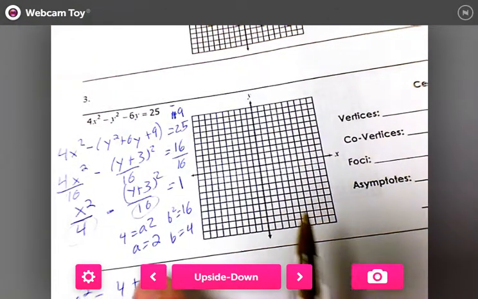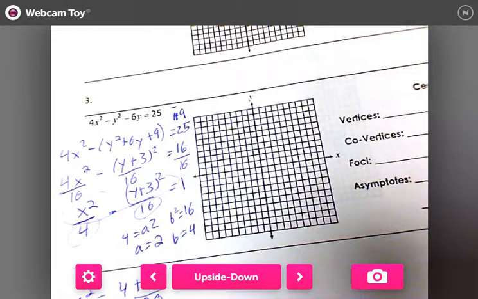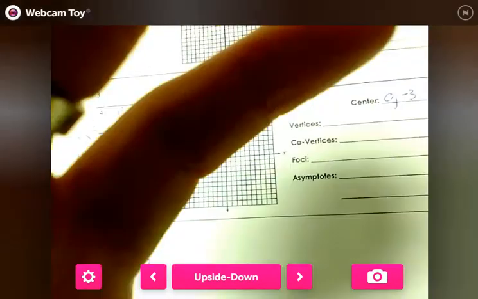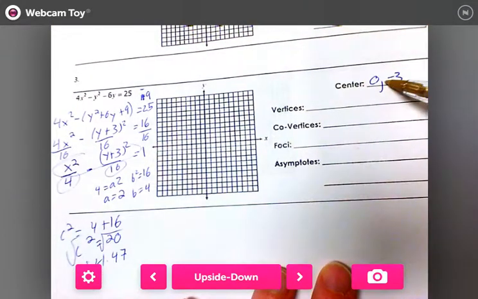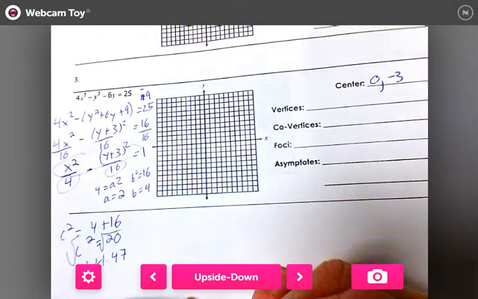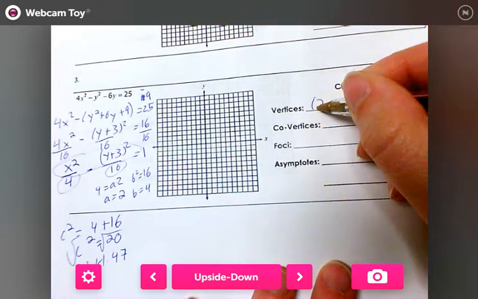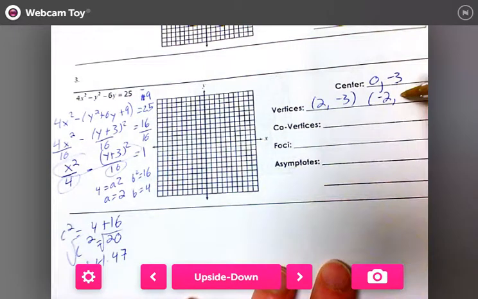Okay? So my center is right here. It's going to be 0, negative 3. Everybody see that? Let me zoom out just a little bit. Okay? My vertices are the distance from here. So for my vertices, it's going to be 2 plus or minus the x value. So that's 2, comma, negative 3, and negative 2, comma, negative 3.